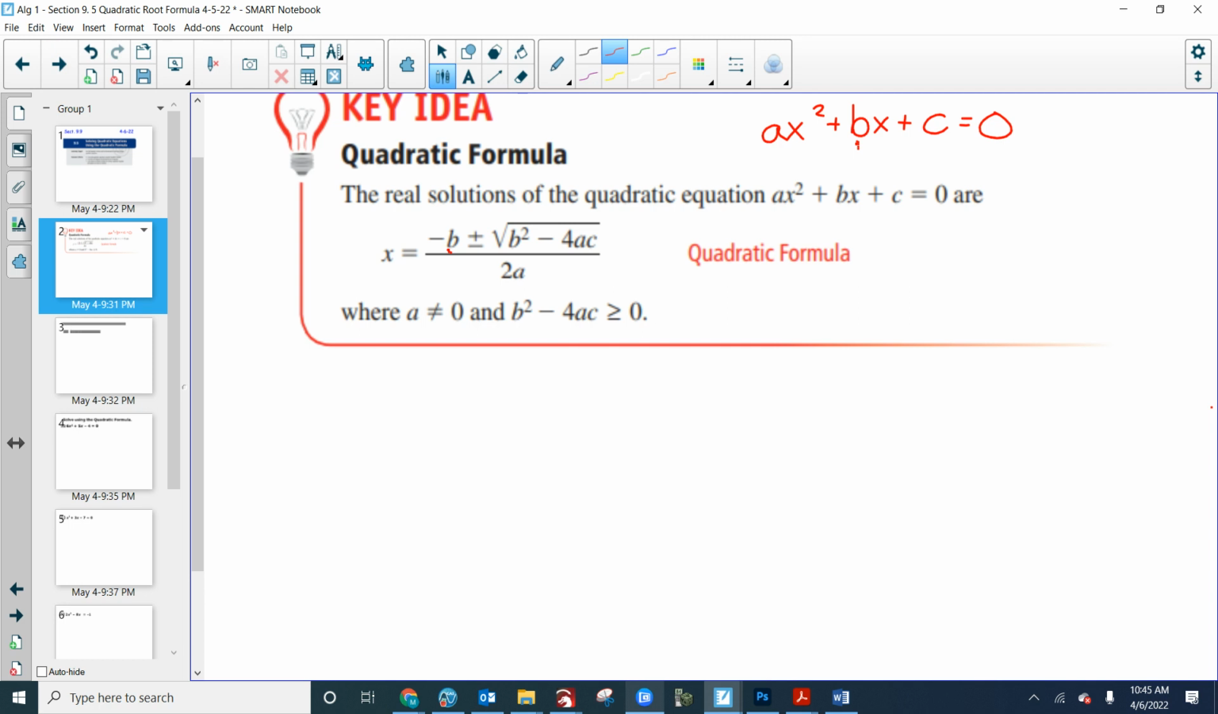Where do you think this A comes from? The alphabet. You guys, in all seriousness, where do you think that C comes from? That C right there, and that A right there. Guess what? If you can plug numbers in here and simplify, you will still get the zeros of the parabola.